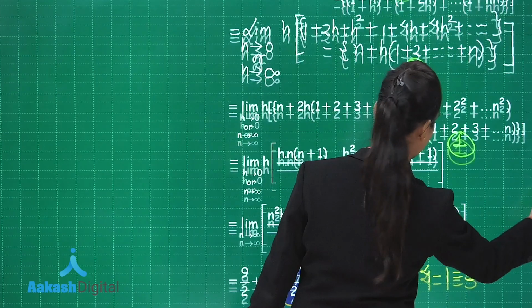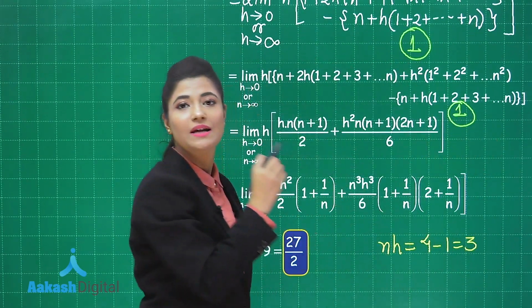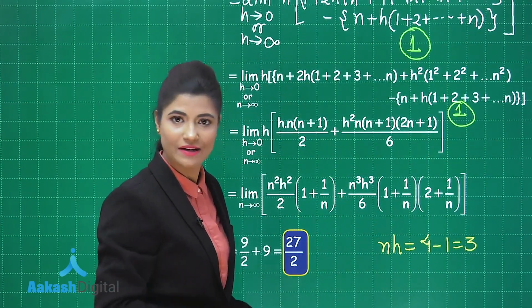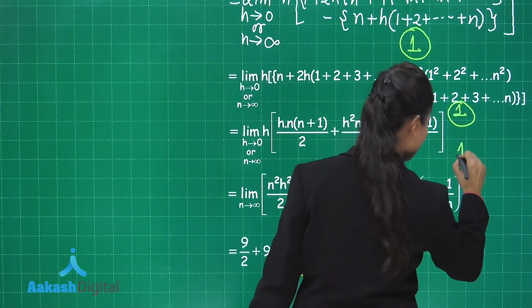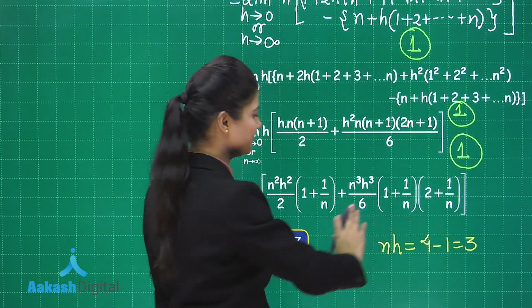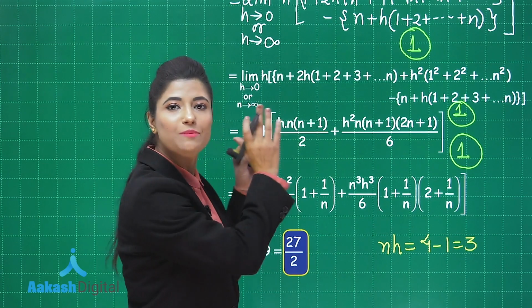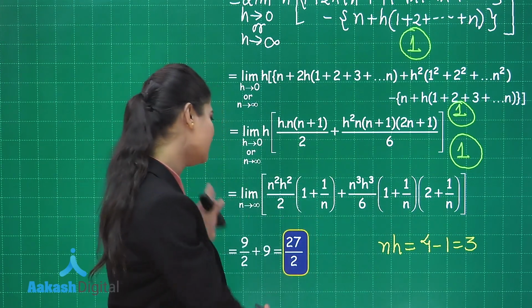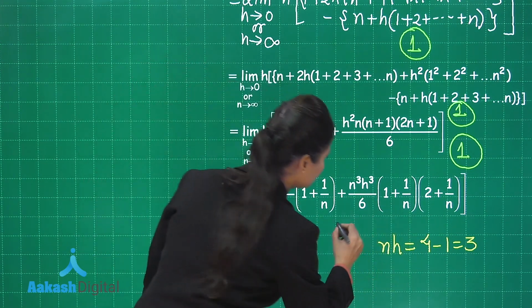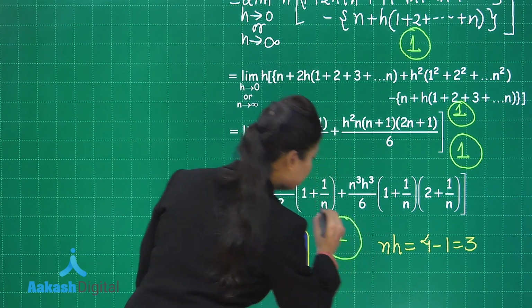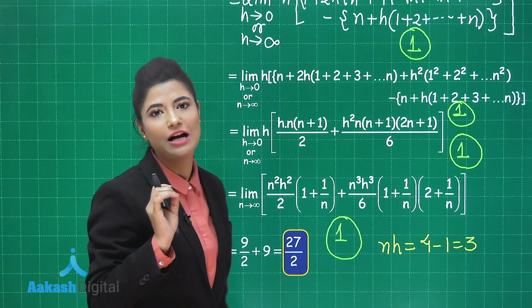After that, when you put in the formula of the sum of n natural numbers and the sum of squares of n natural numbers, in this step you will get 1 mark. And when you substitute nh is equal to 3 and put the limit n tending to infinity, finally getting this answer gives you another 1 mark for this question. That gives you a total of 6 marks for this question.